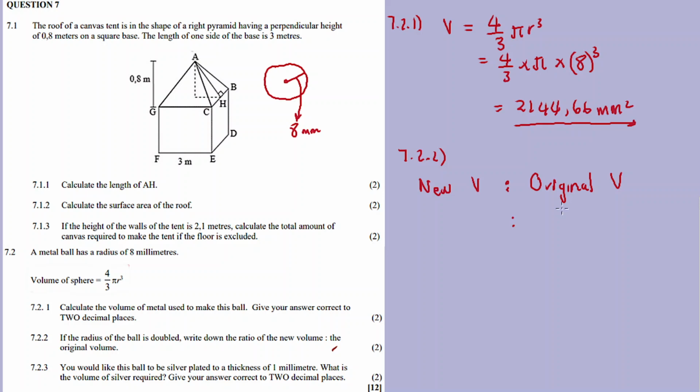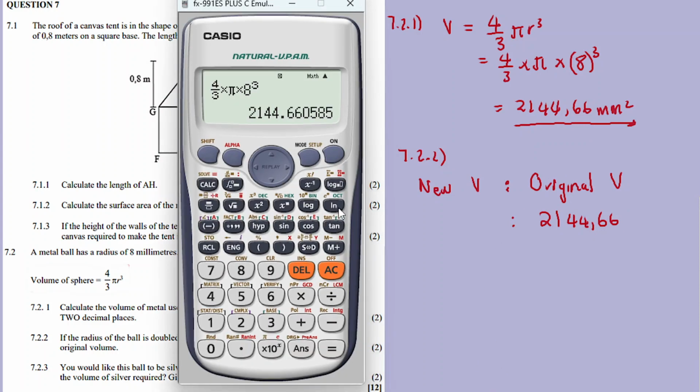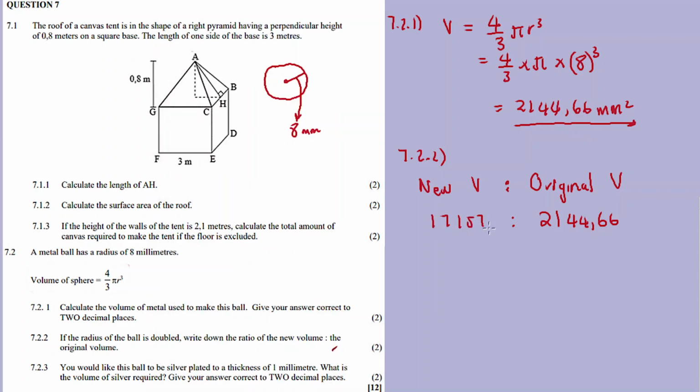Do we have to calculate the original volume? We do not have to, but you can. So the original volume is 2144.66, right? This is the volume of the original sphere. Then for the new one, the radius is doubled, 8 times 2 is 16. Then you calculate the new volume and get 17157.28.